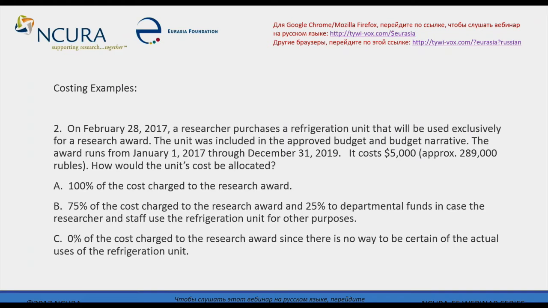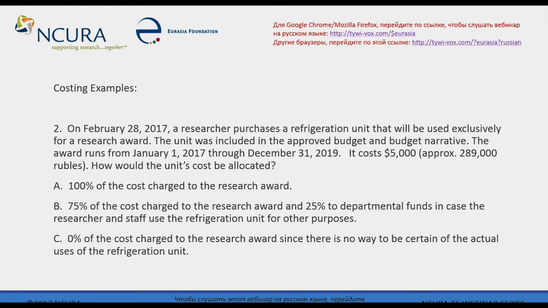Our second example, on February 28, 2017, a researcher purchases a refrigeration unit that will be used exclusively for a research award. The unit was included in the approved budget and budget narrative. The award runs from January 1, 2017 through December 31, 2019. It costs approximately 289,000 rubles. How would the costs be allocated?